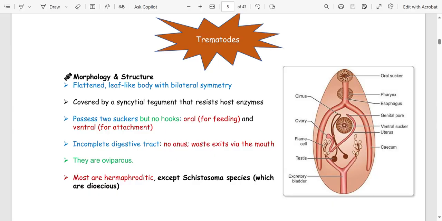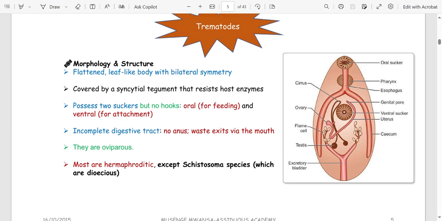They have an incomplete GIT, meaning that they have a mouth but no anus, and most of them are hermaphroditic. In other words, they are monoecious. The same worm is male and female, except the schistosomes, where you have a different male and a different female.